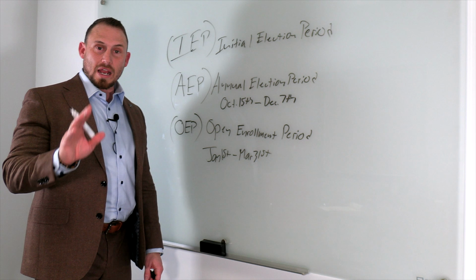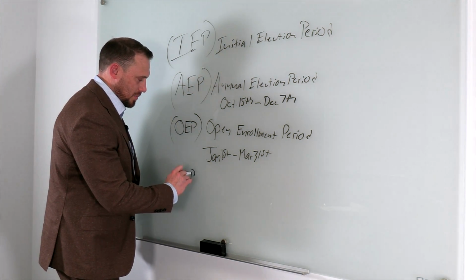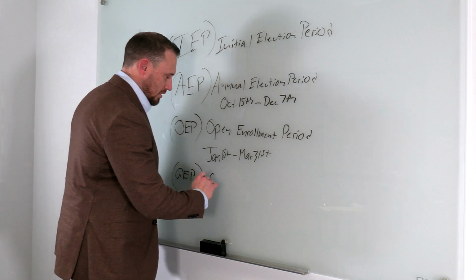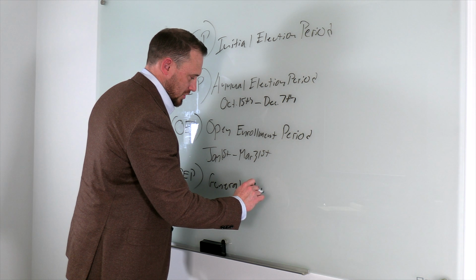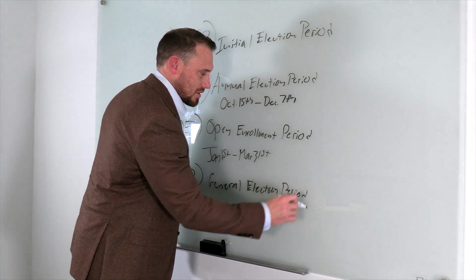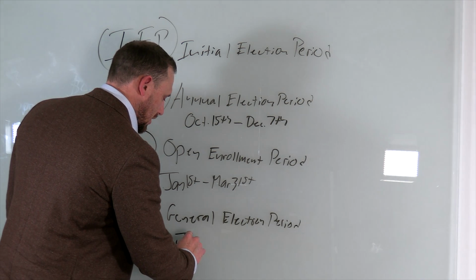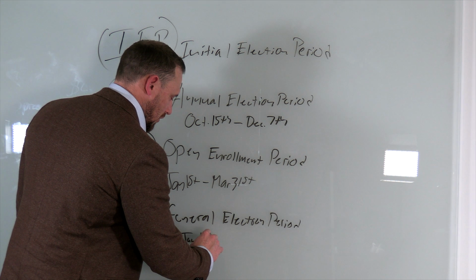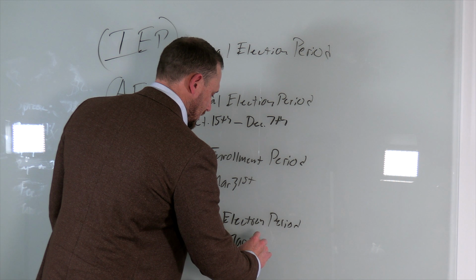Now the fourth acronym we're going to talk about is GEP, General Election Period. Sorry for my scribble, but the general election period is January 1st through March 31st.